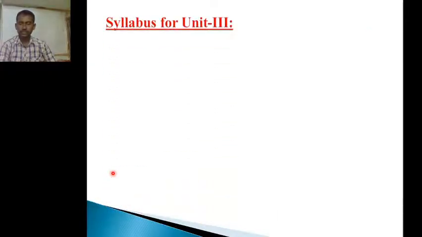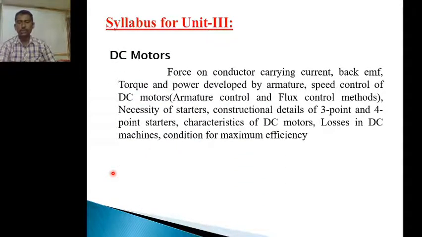In this third unit we will see about the DC motors. The contents of the DC motors are force on a conductor carrying current, back EMF, torque and power developed by the armature, speed control of the DC motor, that is armature control and flux control methods, necessity of the starters, construction details of the 3-point and 4-point starters, characteristics of the DC motors, losses in the DC machines, condition for the maximum efficiency, and testing of the DC machines.